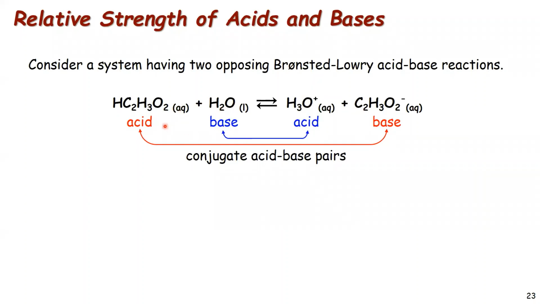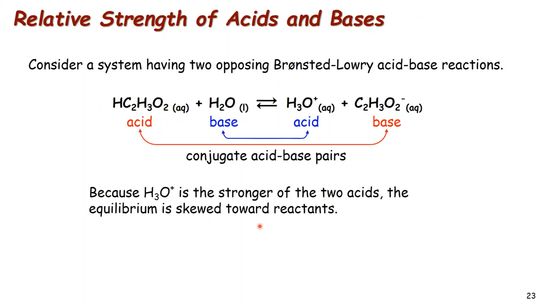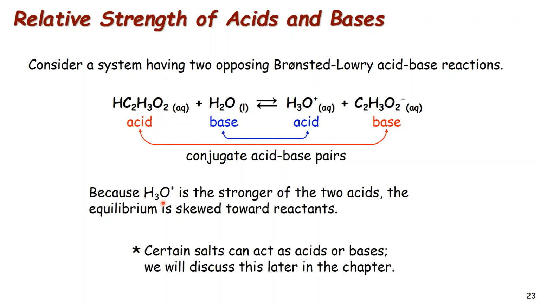So in this case, there's going to be more reactants and less products. The stronger it is, it wants to push in that direction. So in this case, there's going to be more reactants than there are products at equilibrium. Okay? And again, that's because the hydronium ion is a stronger acid than acetic acid.